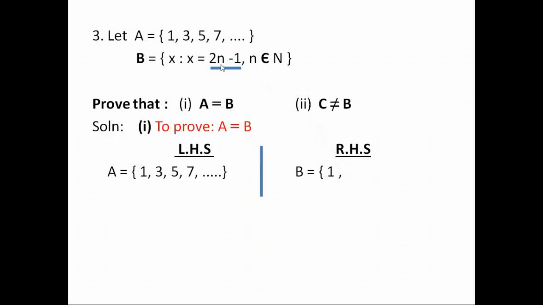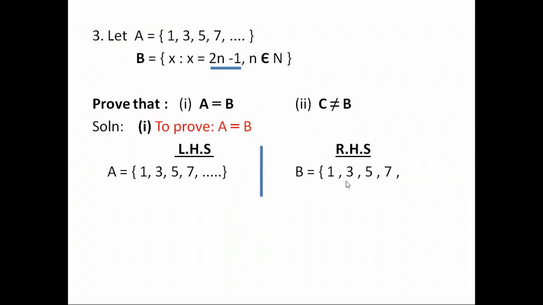Let's substitute the next natural number 2. So n is equal to 2 now. So 2 2s are 4. 4 minus 1, 3. We'll put the value 3 here. Next, substitute the next natural number. So n belongs to natural numbers, so next value will be 3. So let's substitute 3 here. 2 3s are 6. 6 minus 1, 5. So let's put 5 here. Next natural number will be 4. So 2 4s are 8. 8 minus 1, 7.